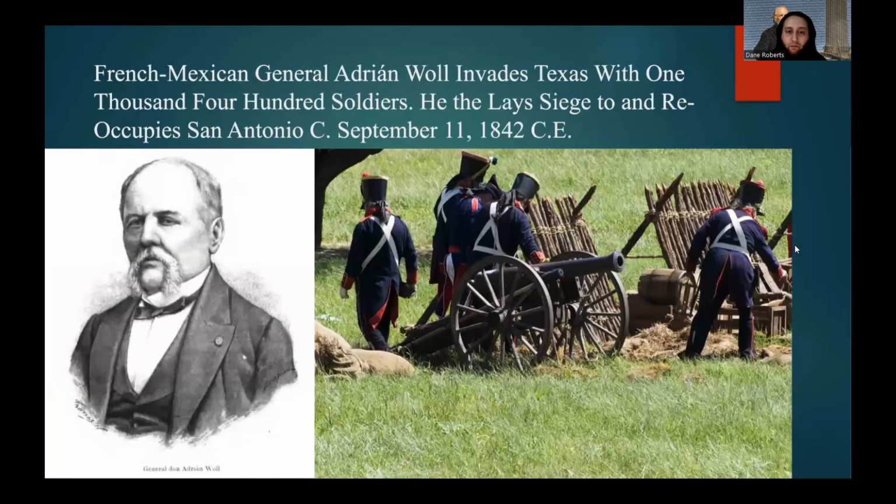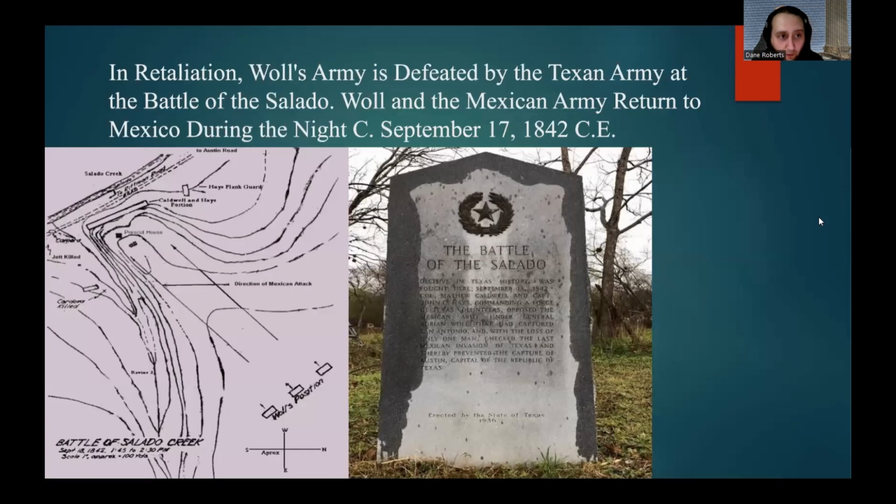Then, on September 11th, 1842 CE, French-Mexican General Adrien Wall would invade Texas with 1,400 soldiers, where he would lay siege to and eventually reoccupy San Antonio. However, in retaliation to the capture of San Antonio, Wall's army would be defeated by the Texan army at the Battle of Salado, and Wall and the Mexican army would return to Mexico during the night on September 17th, 1842 CE.